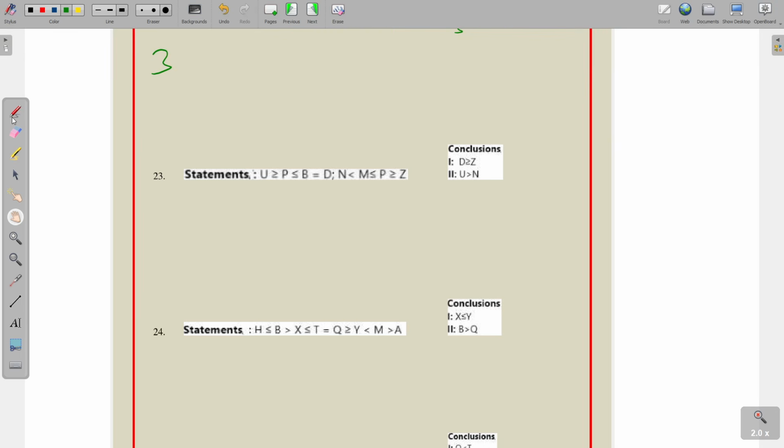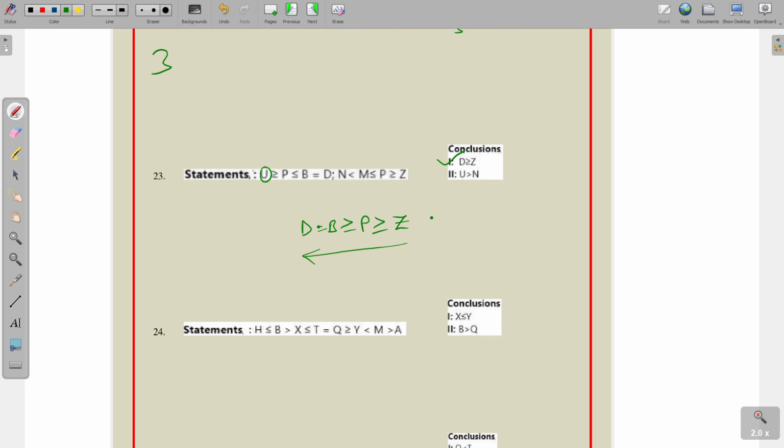Next, question number 23. D greater than or equal to Z. So D here, D equal to B and Z here. So see, Z to P, P to D. So see, B equal to D, or else, we can write it this way also. So D equal to B greater than or equal to P and greater than or equal to Z. So Z to T definitely follows. First one follows. And coming to the second one, N to U or else U greater than N.